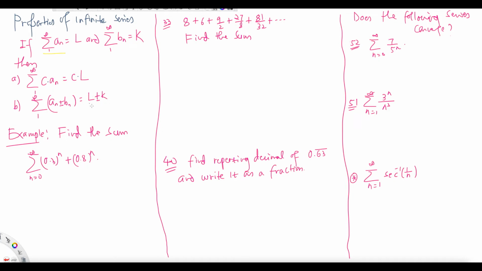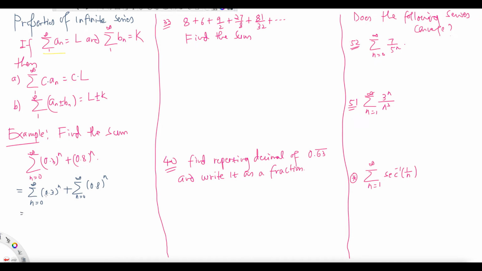So that's what it is. Now look at this. Find the sum of these two. You can write this as the summation from n equals 0 to infinity of 0.3 to the n, plus, you can distribute that sum, right? The summation from n equals 0 to infinity of 0.8 to the n. You see that?